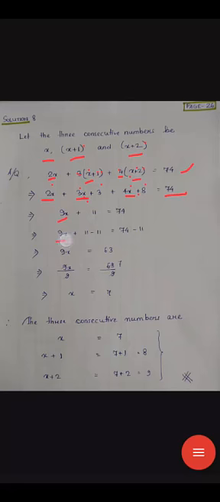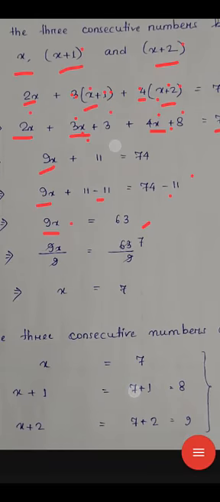Now we have to make 9x independent of 11, and for that from both sides we have to subtract 11. After the subtraction, on the left hand side only 9x will be left, while on the other side 74 minus 11 is 63. Then for making x independent of 9, both sides should be divided by 9. So 9 is cancelled here, only x is left behind, and on the other side the result is 7. 63 divided by 9 will be equal to 7, and hence x is equal to 7.